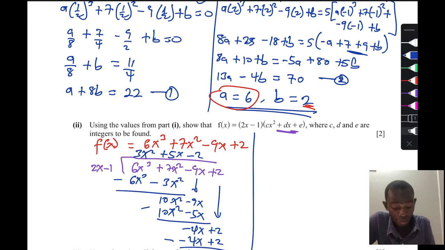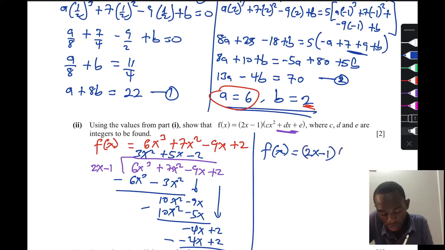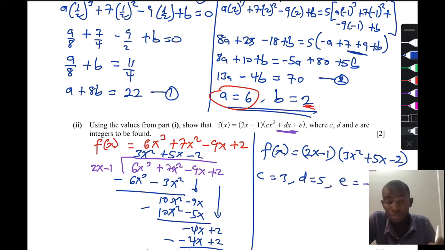So like I said previously, f of x could be written as the divisor, that's 2x minus 1, times the quotient, so that's 3x squared plus 5x minus 2. So if you compare, then you can see that c is 3, d is 5, and then e equals negative 2. All right, that's what they want.